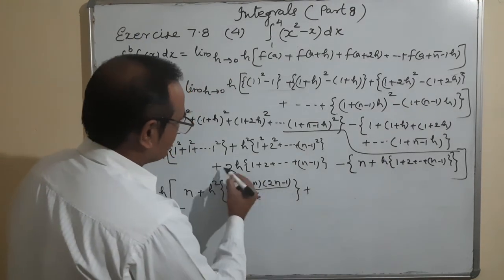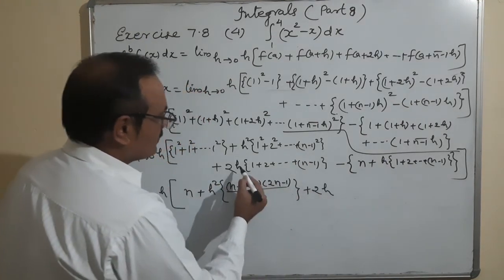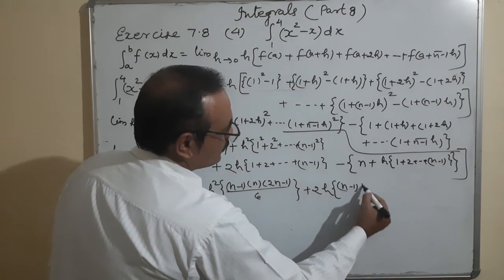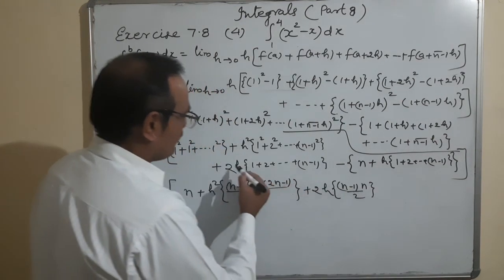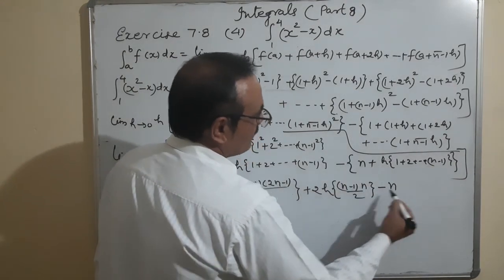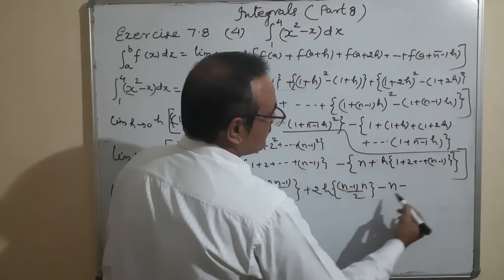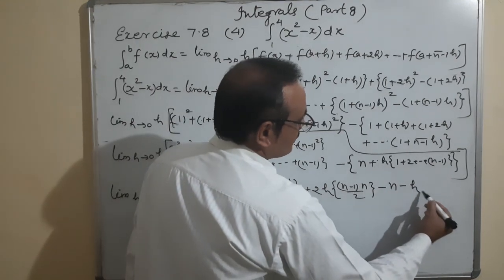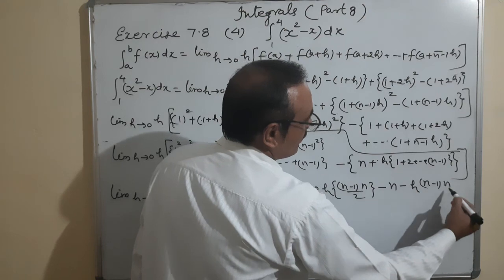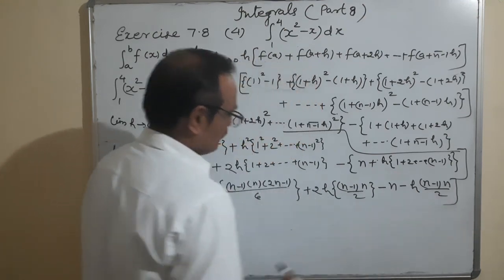Plus 2h times the sum of n minus 1 natural numbers, which is (n minus 1) into n upon 2. Till here it's okay. Minus n, minus plus minus, it is h, and again this is the sum of n minus 1 natural numbers, (n minus 1) into n upon 2. Got it?